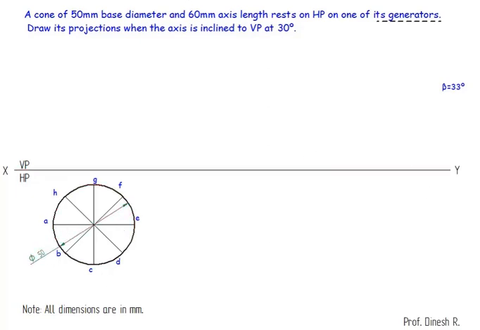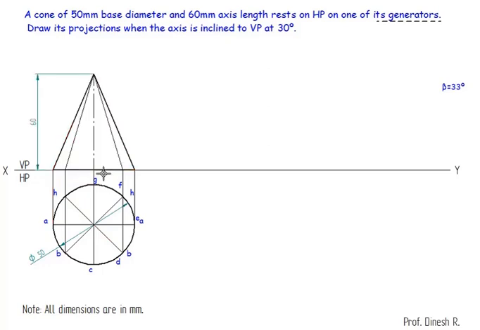Let's draw its front view. The length of the axis line is 60, which shows the height of the cone. So let's draw the outer boundary. When I see from here, the line is also a generator, basically the generator itself is a construction line here. So we are not going to show the generator. Instead we are going to show the axis line.